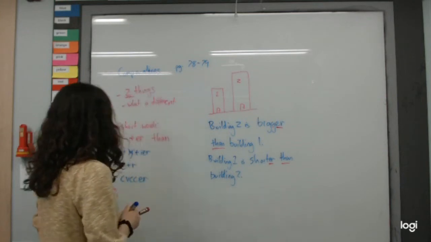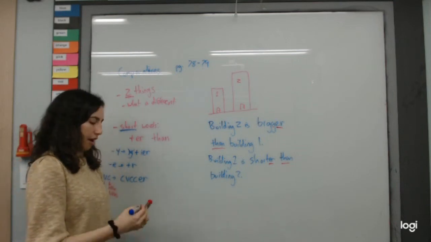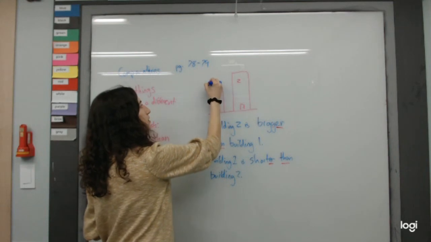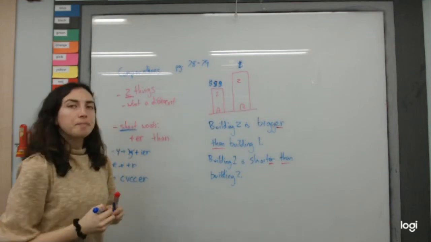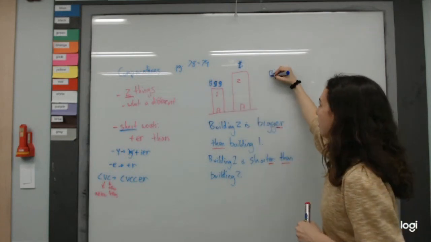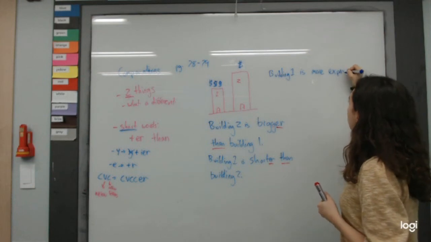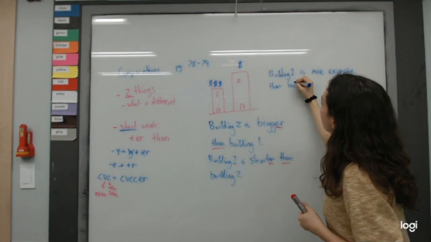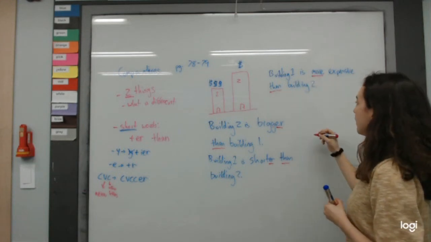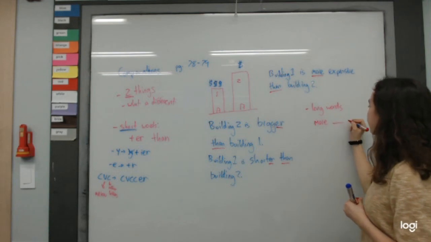This is what we do if we have short words. We have to do something different if we have long words, okay? So if we say this building is $3, and this building is $1, we can say, Building 1 is expensive, this is not expensive. So we can say, Building 1 is more expensive than Building 2. So when we have long words, we say more than.